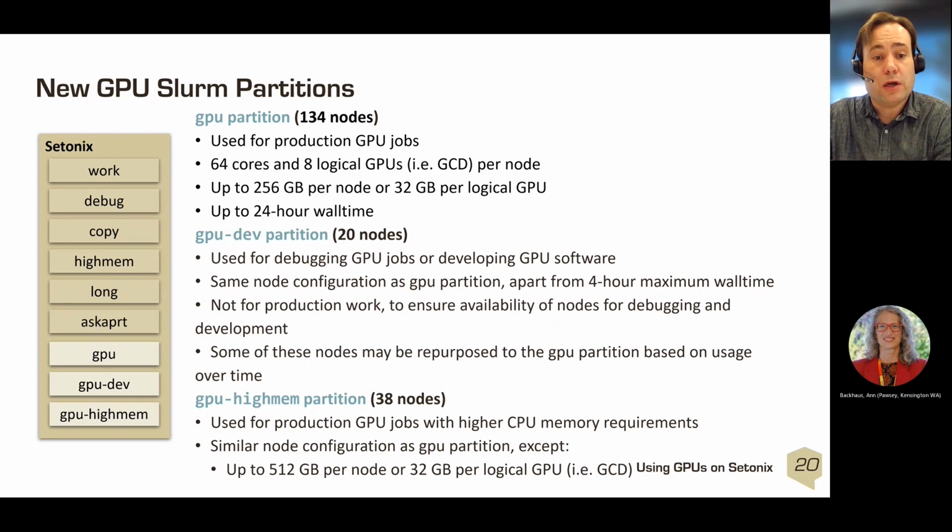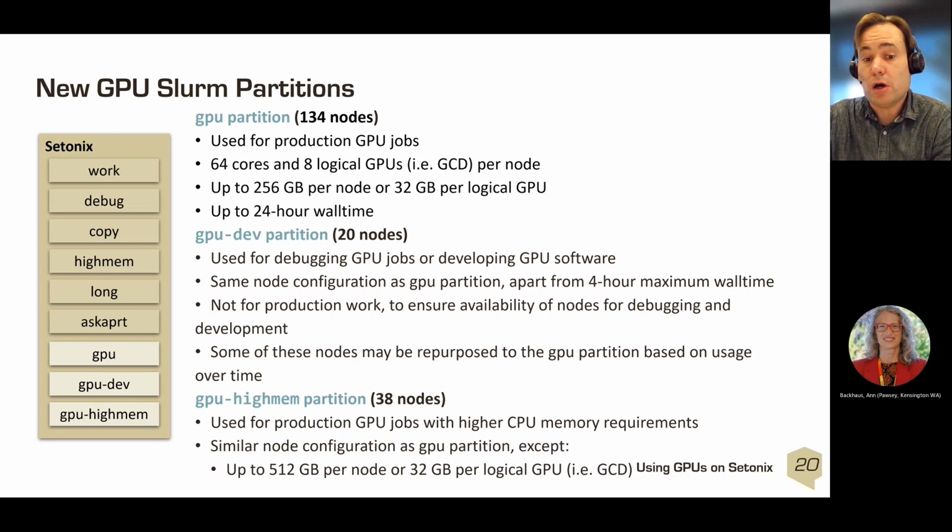In addition to that, we also have the GPU dev partition, which is 20 nodes that we've put aside for debugging or developing GPU software. These have the same node configuration as the GPU partition, apart from a 4-hour maximum wall time. And these nodes are not for production work, to ensure that they're available for interactive sessions doing debugging and development. So please don't use them for production work. And over time, depending on the utilization of these nodes, they may be repurposed back to the GPU partition. So we just have enough nodes to ensure that there's some there for researchers that are looking to do active GPU development.